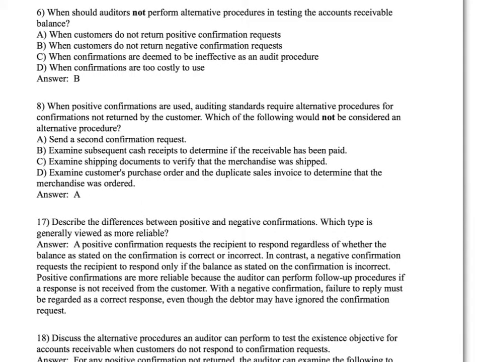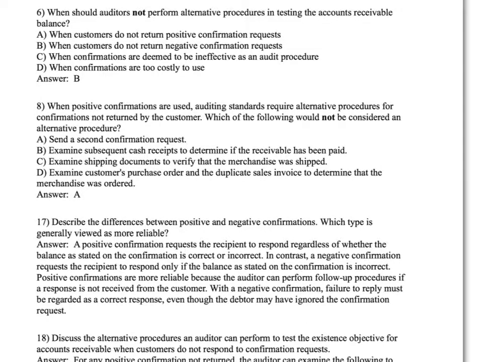Number 6, when should auditors not perform alternative procedures in testing the accounts receivable balance? And this is when customers do not receive negative confirmation. So if you don't receive a positive confirmation, you have to do these alternative procedures. You look at cash receipts. You might have to go back to the original sales order and shipping documentation to make sure that sale did in fact actually exist and is correct on the accounts receivable aging. It's incredibly time consuming, so you really hope that you get back all of your positive confirmations.